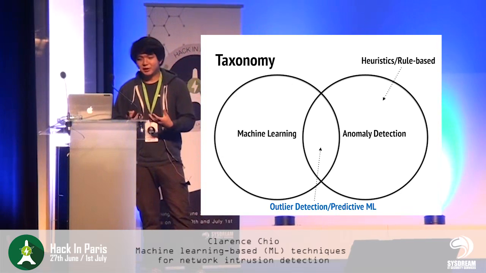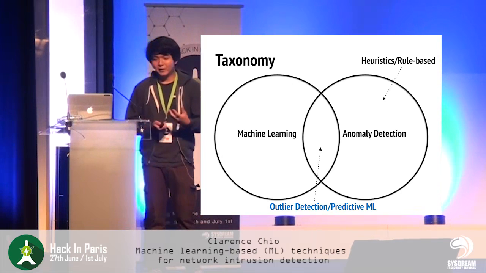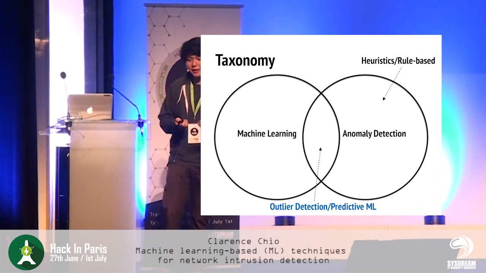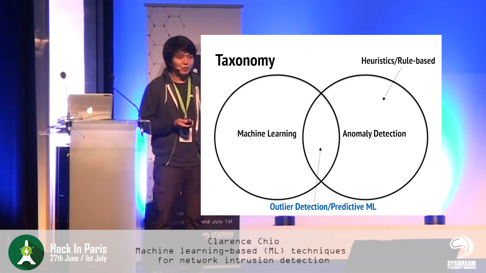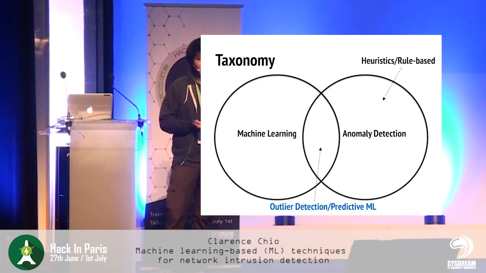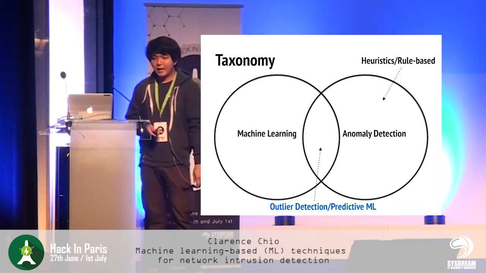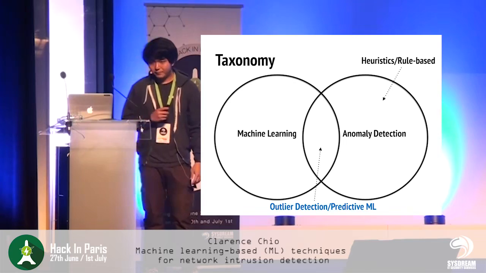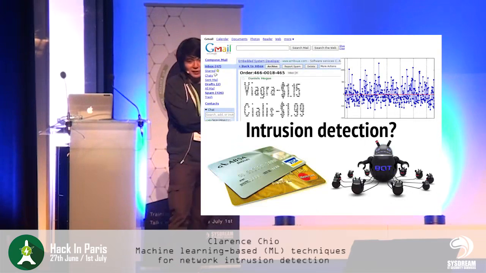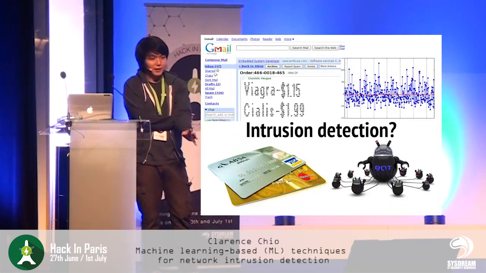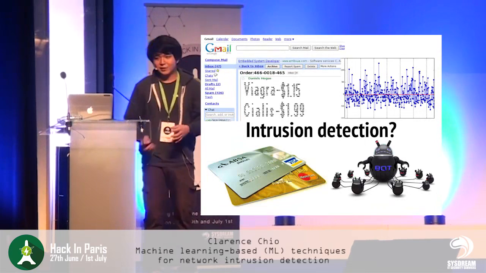So the intersection of machine learning and anomaly detection, in this presentation, we'll call outlier detection or predictive machine learning. We will try to predict when attackers are going to do something weird to try to avert your detection by rules, and that's the whole premise of this. So some interesting applications of machine learning in the security industry or in security applications today.